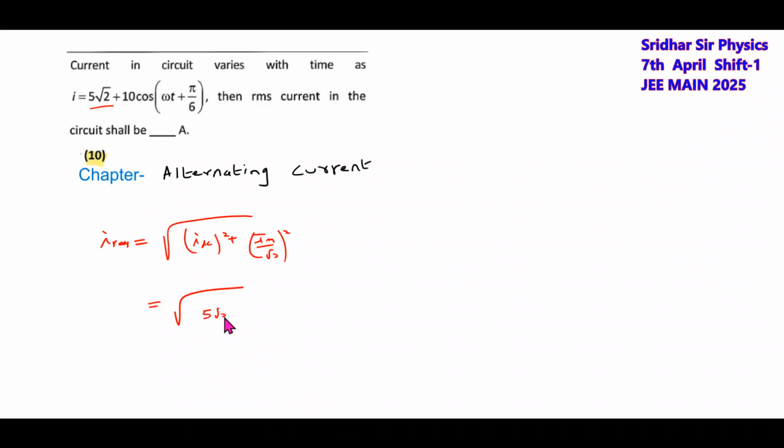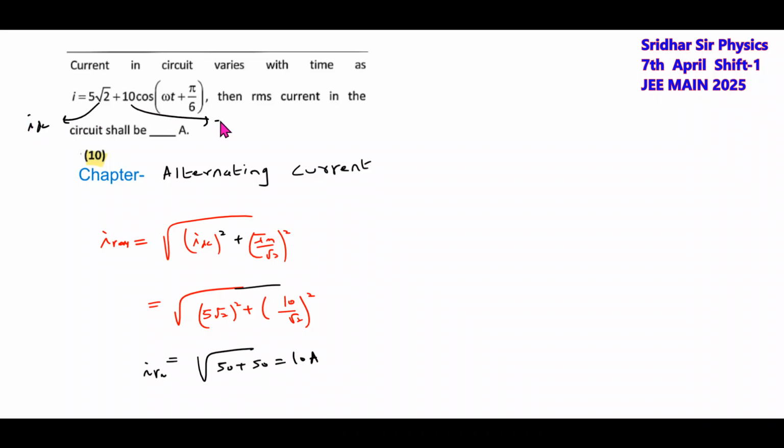This will be 5 root 2 whole square plus 10 by root 2 whole square. 25 into 2 is 50, and this will be 50. Resultant will be 10 ampere. This component will become the DC component, and this is the peak value. Okay, done.